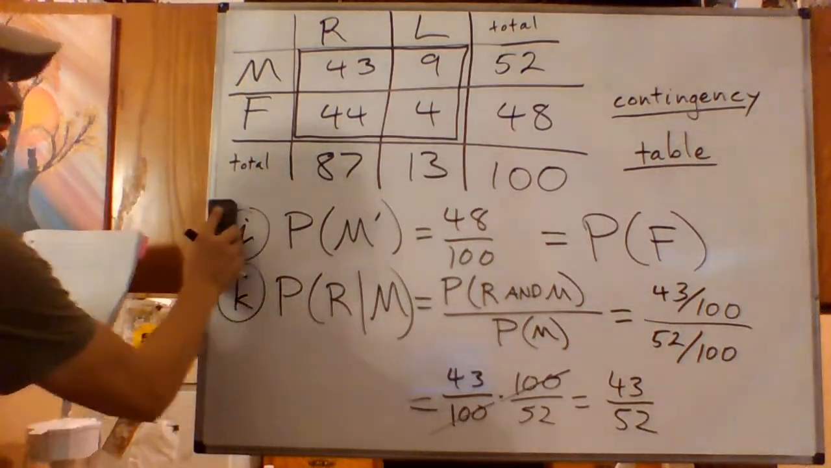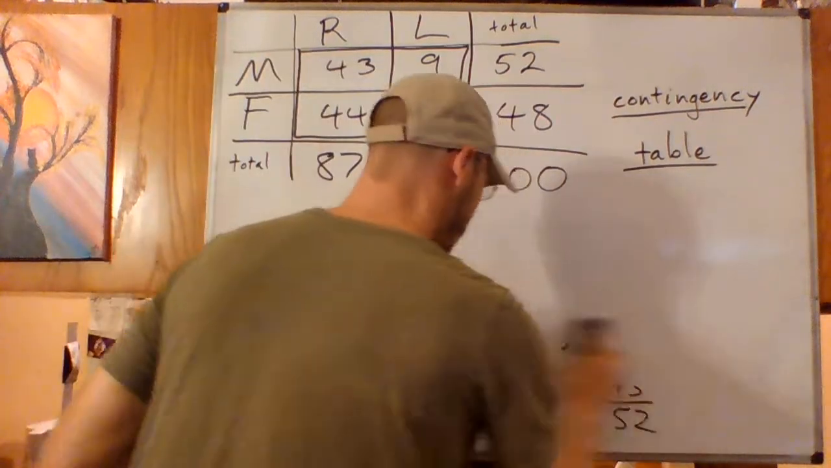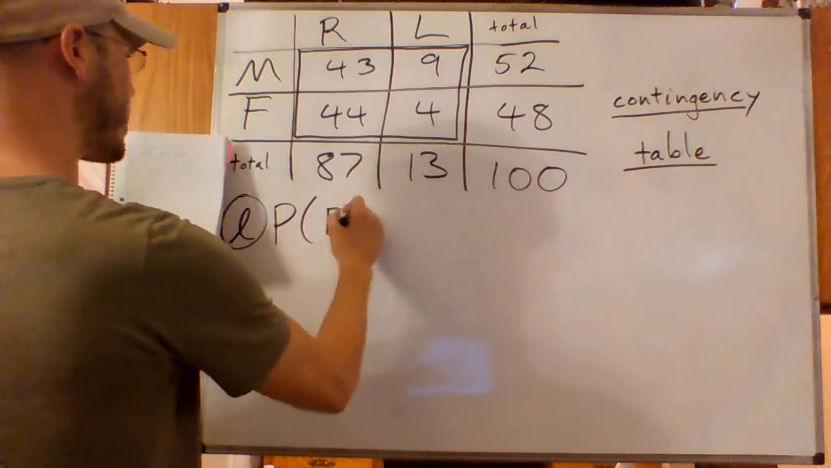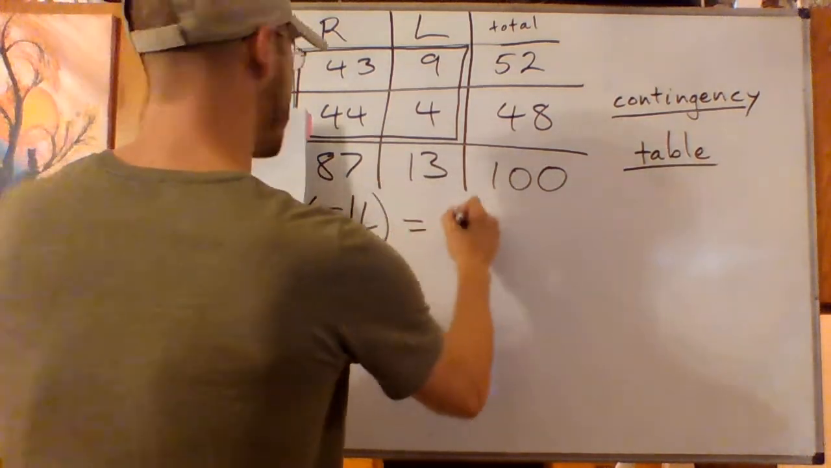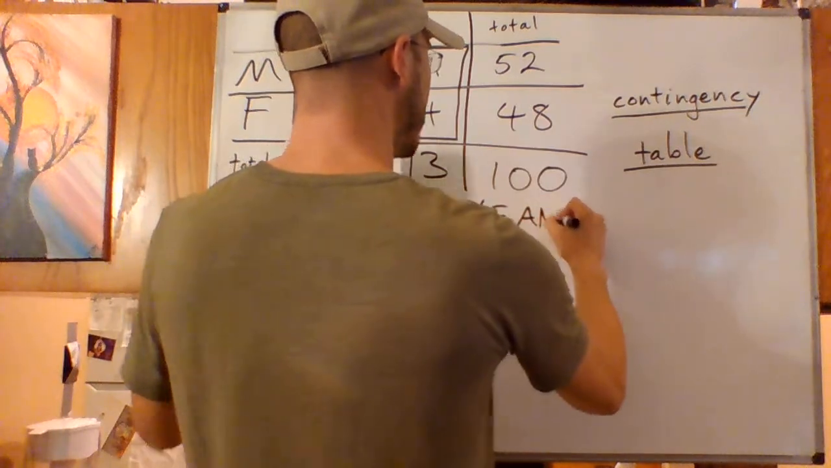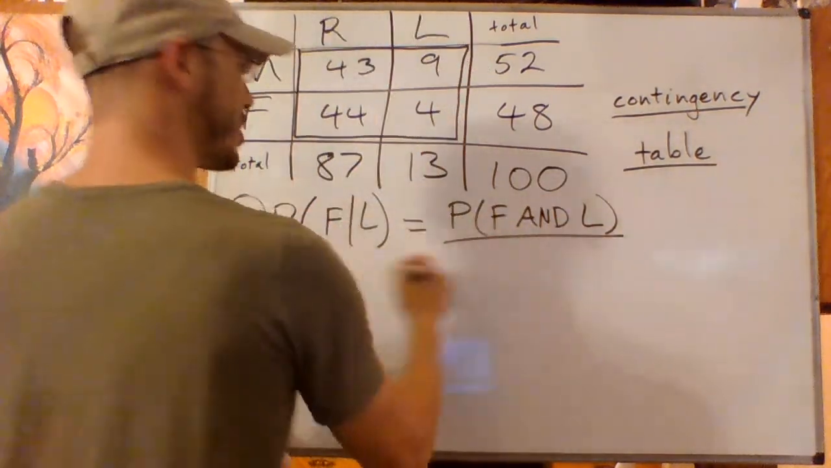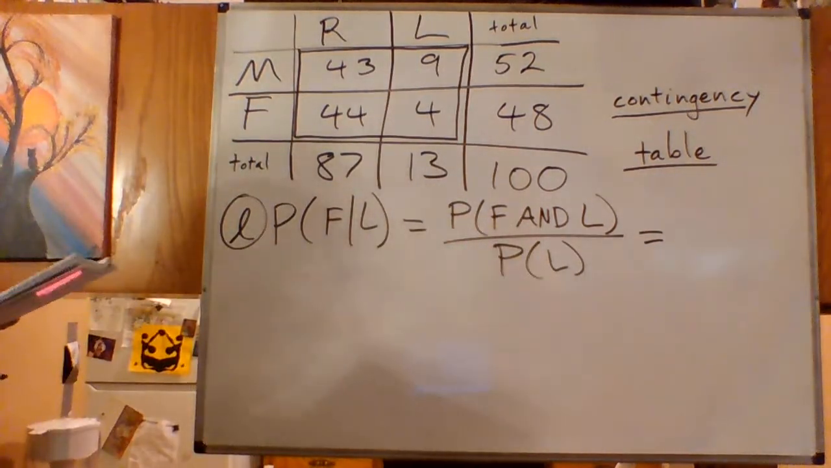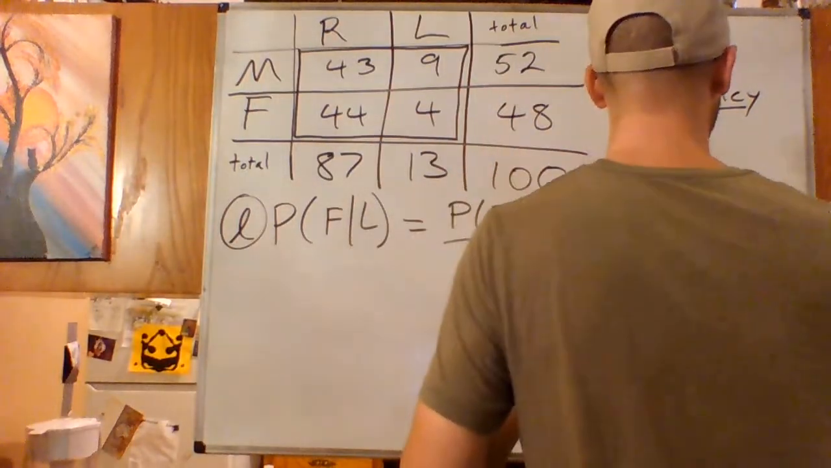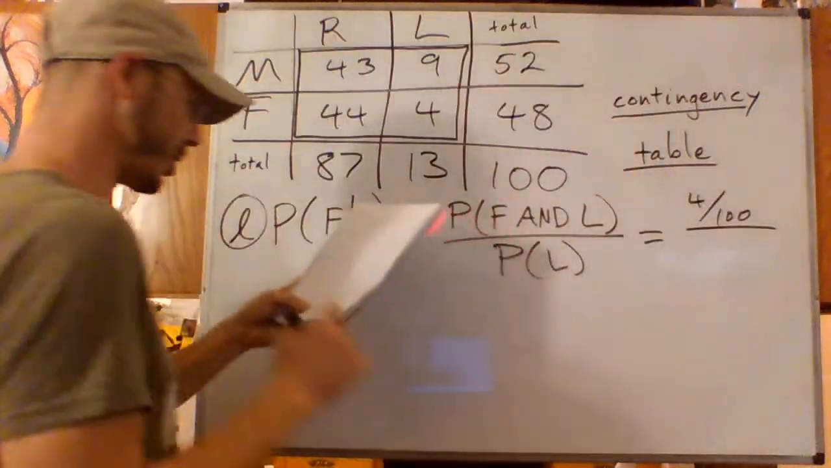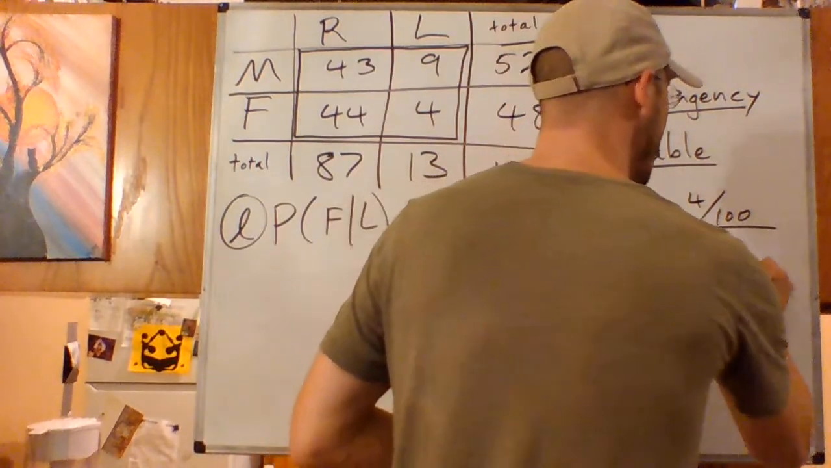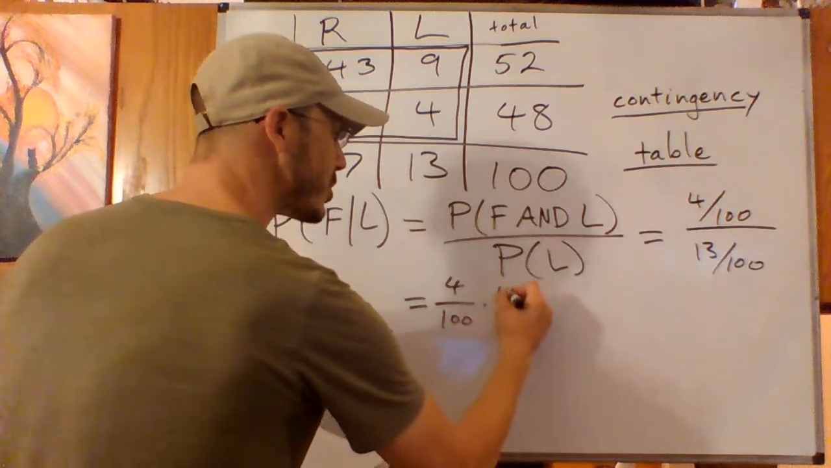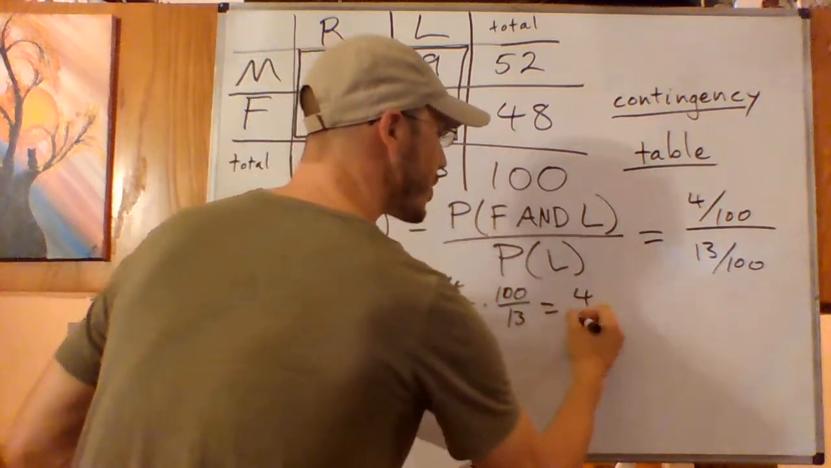Part K. Part L is to find the probability of F given L, and that's the probability of F and L divided by the probability of L. These, I think, are things that we already found. F and L, yeah, that's 4 100ths, and probability of L is 13 100ths. So when I simplify that, 4 hundredths times 100 13ths, that's 4 13ths.